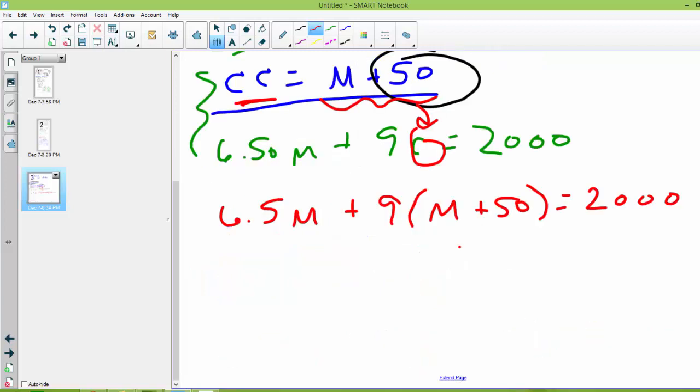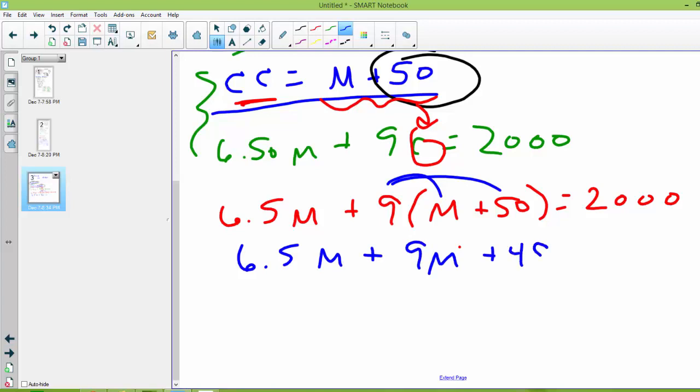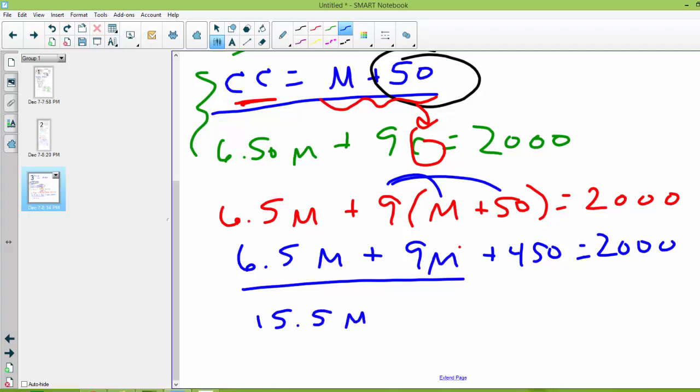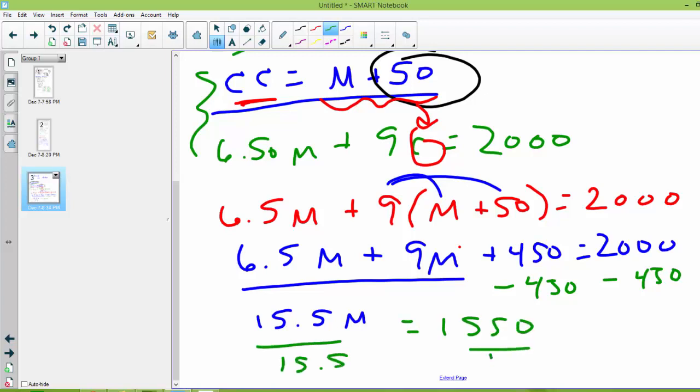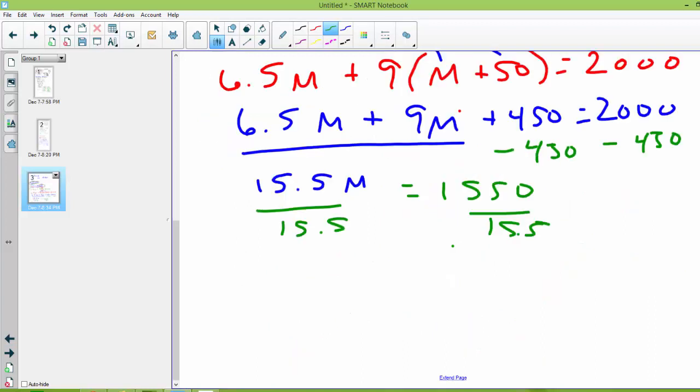So in order to solve this, you need to distribute. $6.50 for the mint plus $9 for the mint plus $450 equals 2,000. So the mints are on the same exact side. 6.5 plus 9 is 15.5. You just add them because they're on the same side. And then go ahead and take the 450 away so that the mint is alone on the left. So this would be 1550. And then if you divide by 15.5, you get that 100 mint cookies were sold. 100 dozen.